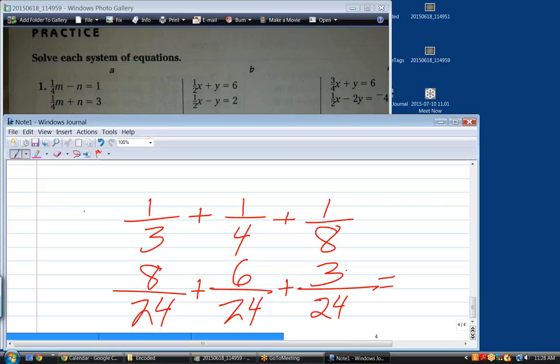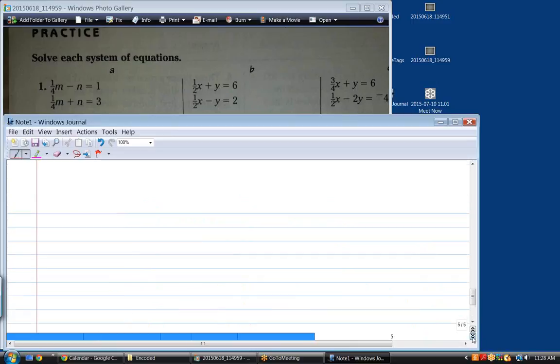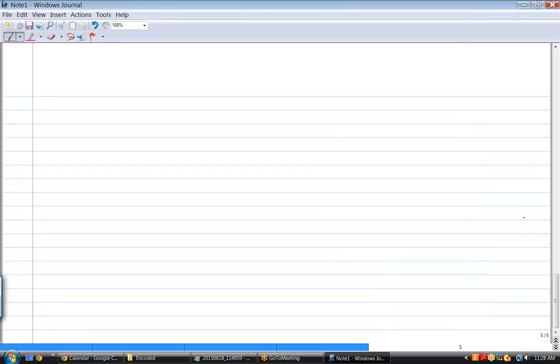And so now you add up all the numerators. 17 over 24. And that cannot be reduced further. So, all right. We only got a couple minutes left here. We'll start here next time. But let's see what else I can hit you with in a couple of minutes. With regards to fractions.